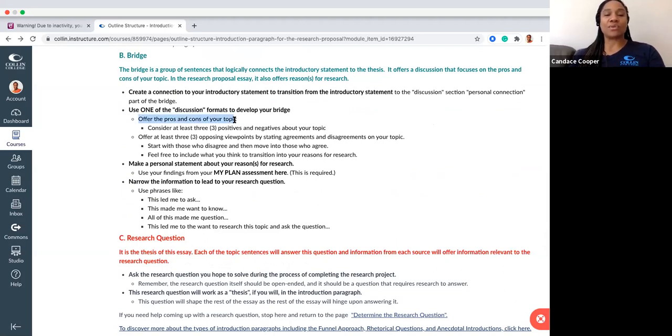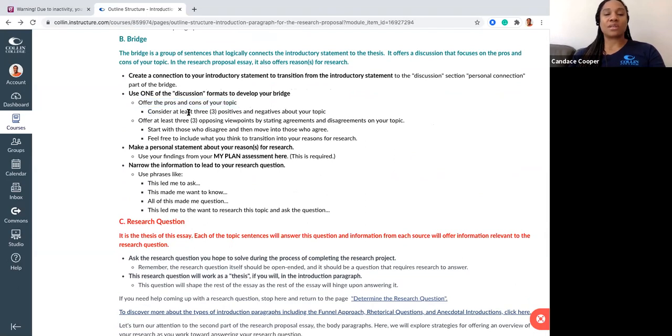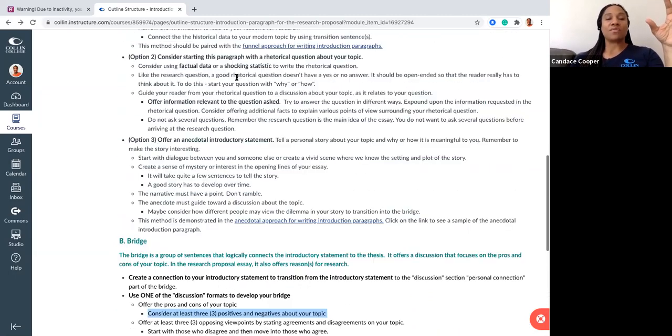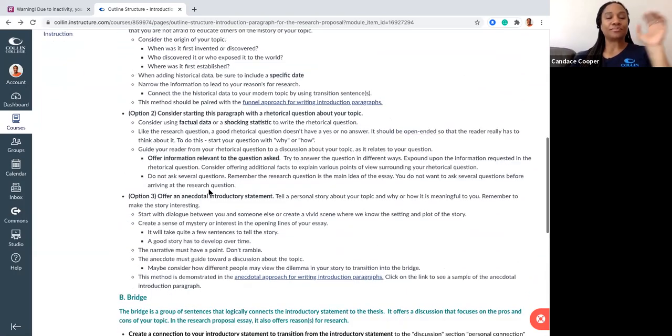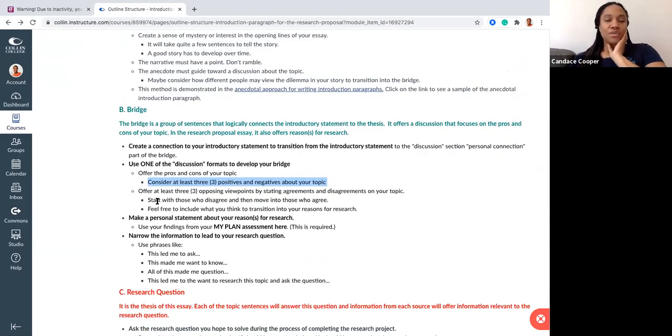So that can be either pros and cons, where you consider at least 3 positives and negatives of your topic, or you can offer 3 opposing viewpoints stating agreements and disagreements on your topic. If you choose the first option, all you're doing is telling me the positives and negatives about the topic itself from whatever it is that you discuss up here. If you choose option 3, then you're going to start with people who may agree with you and people who may disagree with you. To do this, you want to start with people who disagree with you first. So maybe give their point of view and then move to those who agree with you.